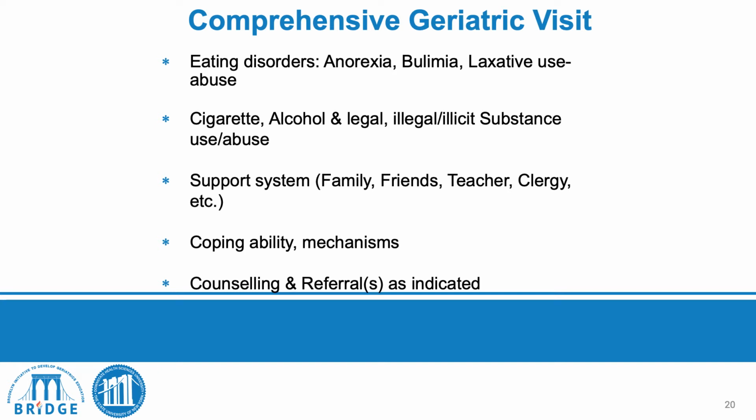Cigarette, alcohol, and illegal or illicit substance use or abuse. Support system, which includes family, friends, teachers, clergy, whoever is there for you. I have patients whose healthcare proxy and support is their neighbor, and I think that is very amazing of the neighbor. Coping ability and mechanism, counseling and referral as indicated, most important.